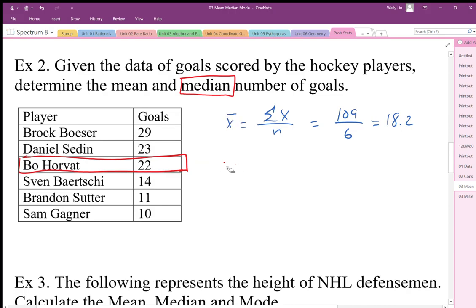The median, I made a mistake here because there are actually 6 people here. So when there's an even number, my median looks like this. I take the average of the middle 2 guys. So the average of those middle 2 guys is going to be 18. Okay, so the median number of goals is 18 goals.